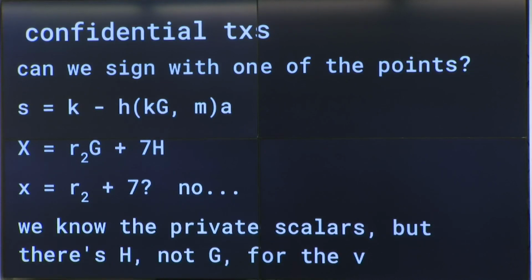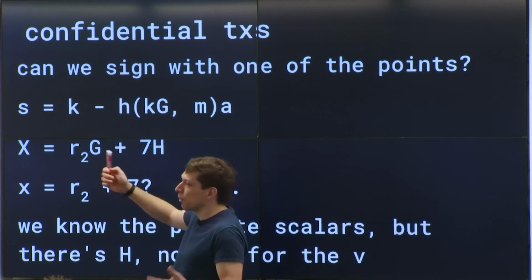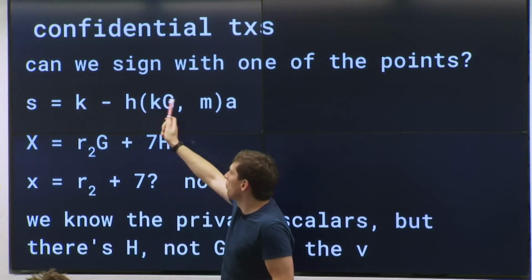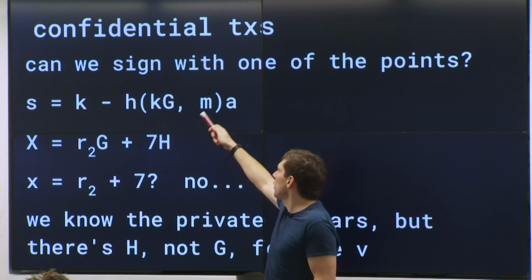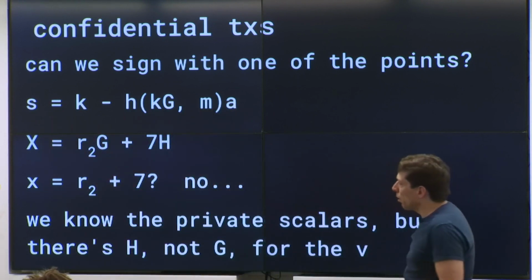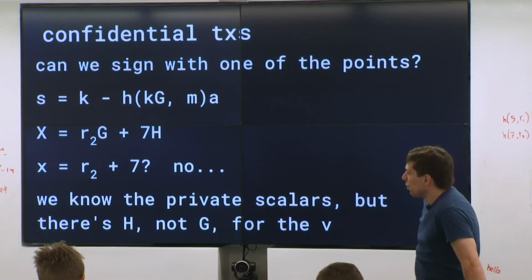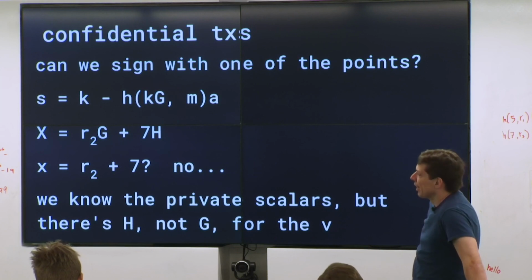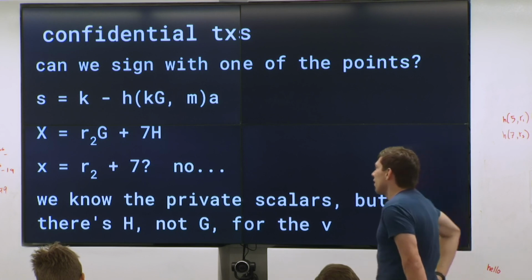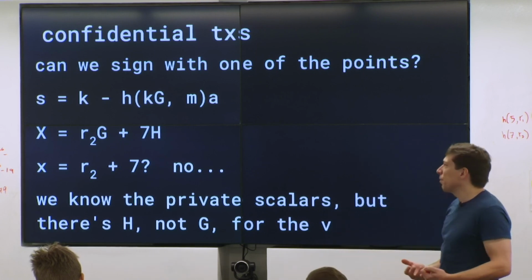So the signature equation, S, I didn't really review it as much, but we've talked about this a couple times. Come up with a random value k, take the hash of k times G and the message to be signed times your private key. That's your signature S. The problem is x, your value that you've got committed to here, it's R2G plus, say, 7H. Well, what's your private key here? Well, it's R2 plus 7, but no, because you know the private scalars here, but there's 2 points involved in this key. So you can't make a signature.